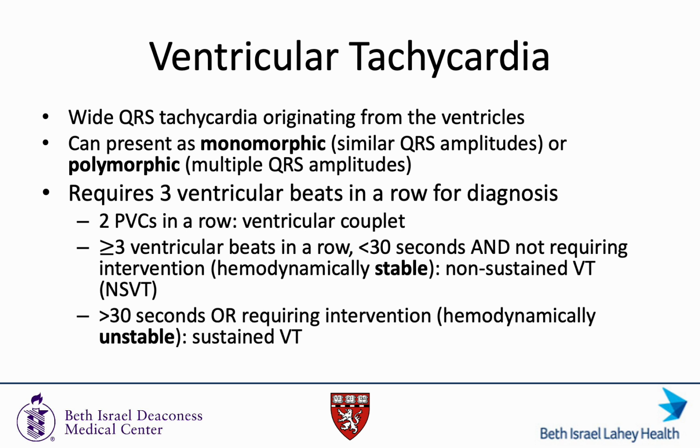Finally, sustained VT is identified with longer than 30 seconds of sustained ventricular beats, or if an intervention like a shock is required due to hemodynamic instability. It's worth noting that for the definition of ventricular tachycardia, the rate of the tachycardia needs to be greater than 100 beats per minute. A ventricular rhythm with a rate less than 100 beats per minute usually falls in the category of an AIVR, or an accelerated idioventricular rhythm.